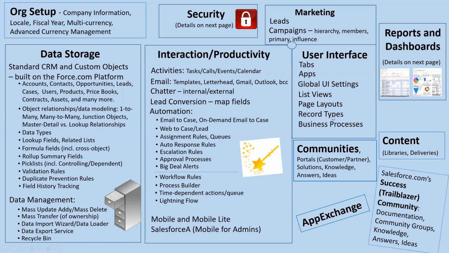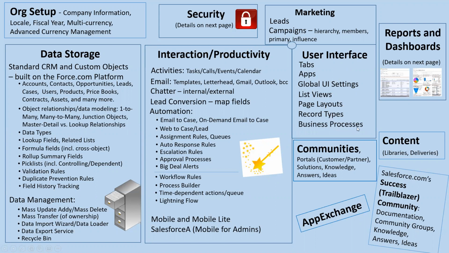Record types let us define different kinds of records within one object, and then we can potentially have different page layouts based on the record type. Some fields may be necessary to be displayed for some record types, but not for others. Some fields may be required for certain record types, but not for others. We can even have a different page layout if the record type changes.